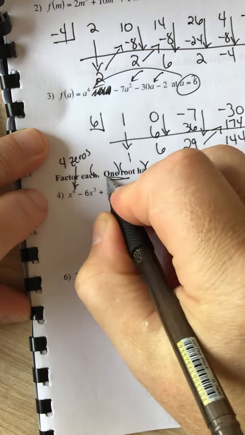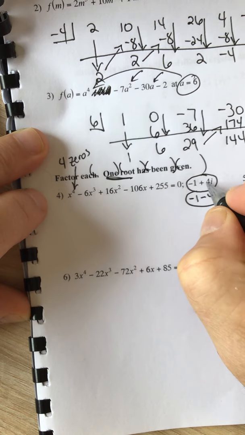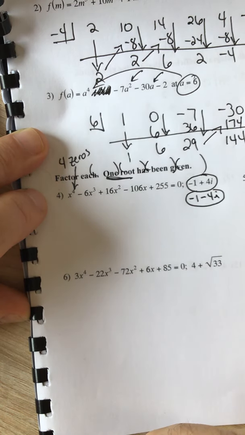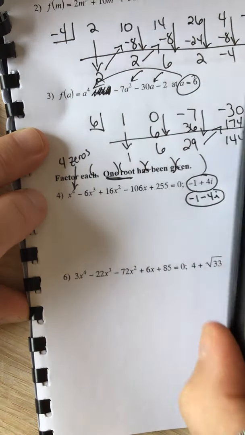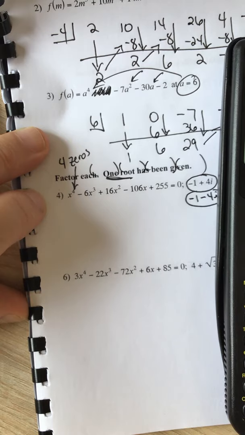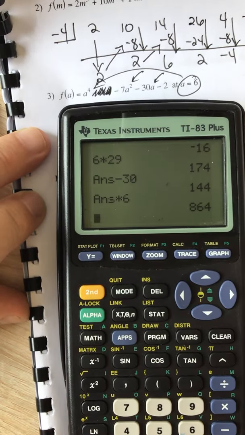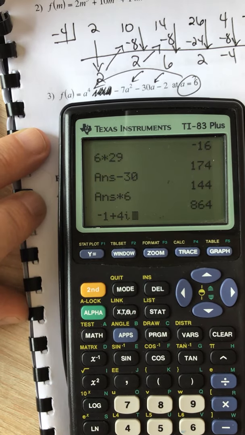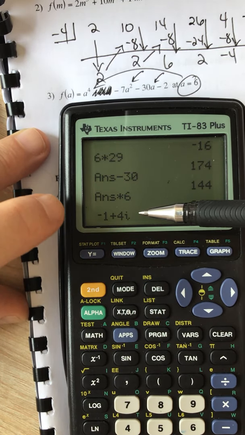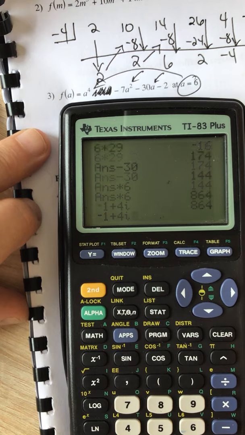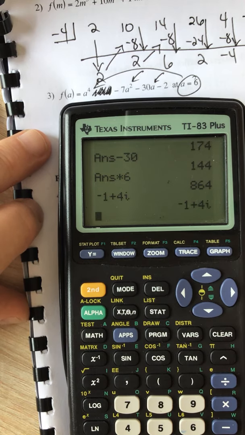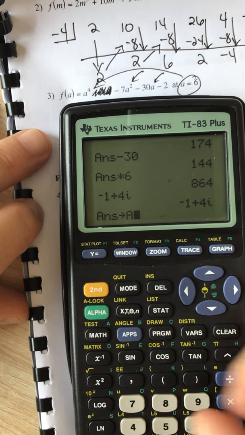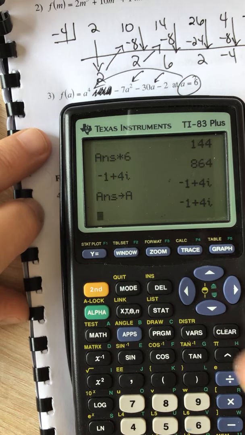So when it says 1 root, that means one of the zeros. That means if I plug a negative 1 plus 4i into this, it will give me 0. Now, I actually am going to prove that. Let me type in, here's the calculator again, negative 1 plus 4i. Now, I don't know if I ever showed you this, but your TI can do imaginary numbers. I think maybe I did. Okay, so there's negative 1 plus 4i. I'm going to store that in a, just so I don't have to keep typing it in a whole bunch.